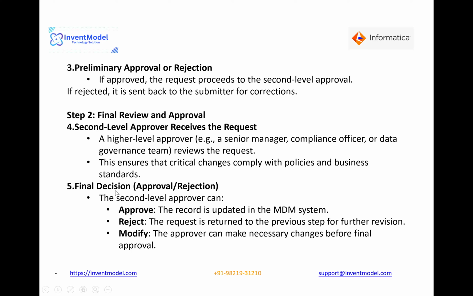Now the final decision is approval or rejection. Either the request can be approved or the request can be rejected. If the second level approver approves, the record is updated in the MDM system. If rejected, the request is returned to the previous step for further revision or modification. The approver can make necessary changes before the final approval.